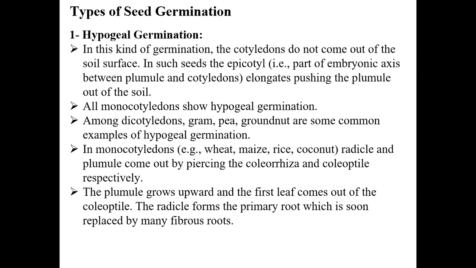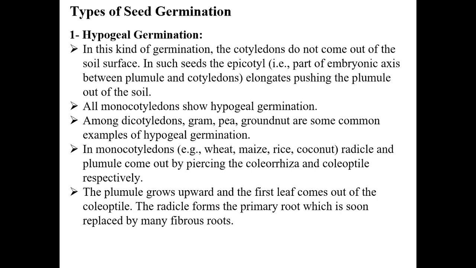In hypogeal germination, as the name indicates, hypo means under the soil surface. So, in this kind of germination, the cotyledons do not come out of the soil surface. In such a case, the epicotyl, the embryonic axis between the plumule and cotyledon, elongates, pushing the plumule out of the soil. All monocots show hypogeal germination, and among dicots, grams, peas and groundnuts are the most common examples.